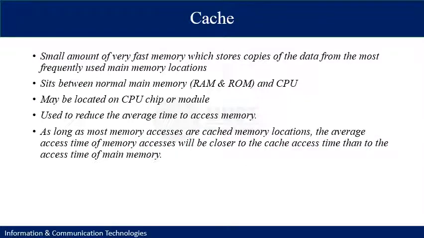Another type of memory is called cache memory, and it is a small amount of very fast memory which stores copies of data from the most frequently used main memory locations. It sits between the normal main memory and the CPU. It may be located on the CPU chip or module. It is used to reduce the average time to access memory. As long as most memory accesses are to cached locations, the average access time will be closer to the cache access time than to the access time of the main memory.